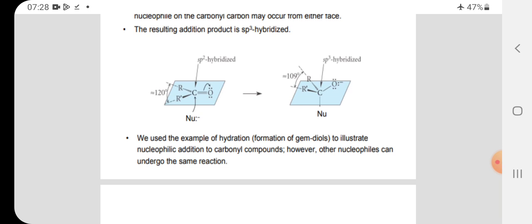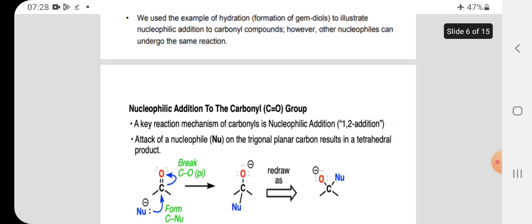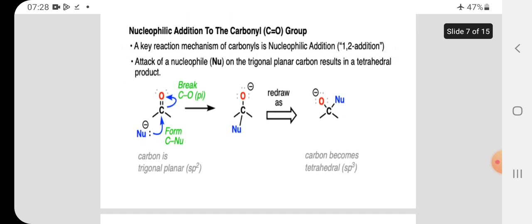We used the example of hydration and formation of gem-diols to illustrate the nucleophilic addition reaction to carbonyl compounds. However, other nucleophiles can undergo the same reaction. Nucleophilic addition to the carbonyl group: a key reaction mechanism of carbonyl compounds is the nucleophilic addition reaction, such as 1,2 addition.